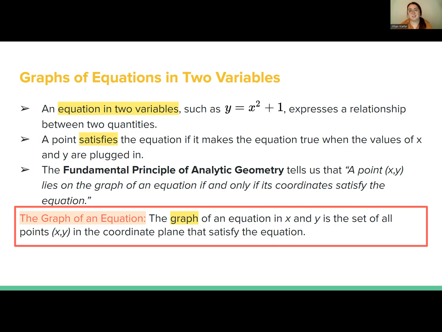A different version of the same statement is the definition of the graph of an equation. The graph of an equation in x and y is the set of all points (x, y) in the coordinate plane that satisfy the equation. In other words, your graph is a picture of all the possible solutions. That's all your graph is.